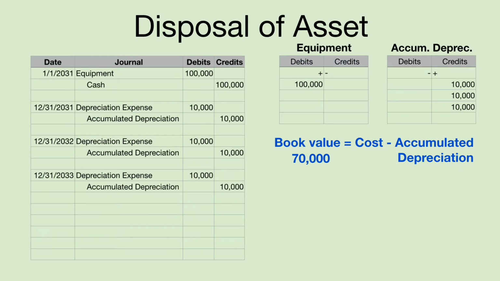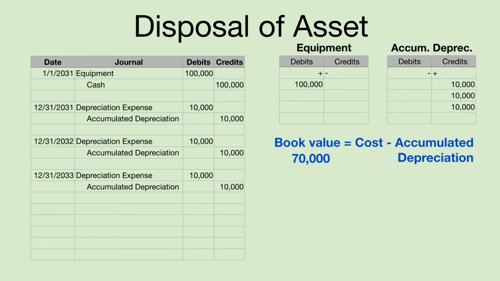We bought some equipment for $100,000, and you can see we have been depreciating this straight line method for 3 years now, $10,000 each year. And our original intention was to depreciate it over 10 years and own it for 10 years. But we can change our mind at any time. And so let's say that after 3 years, we decide to just sell it.